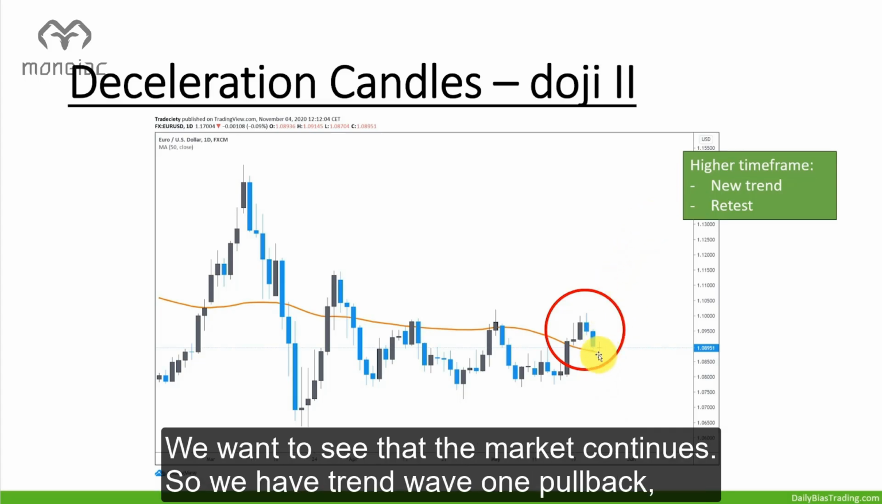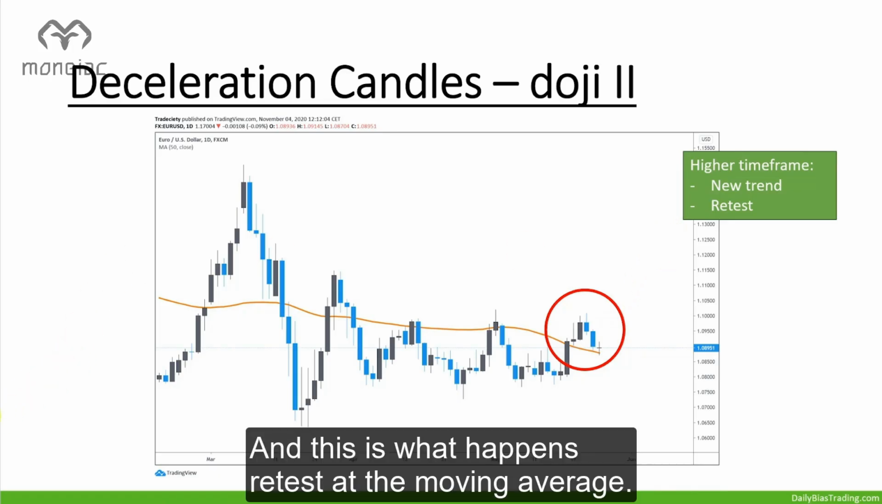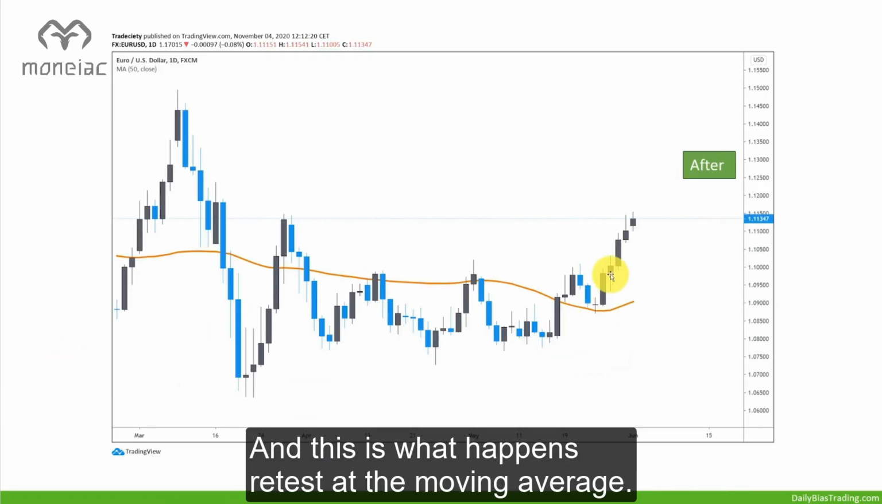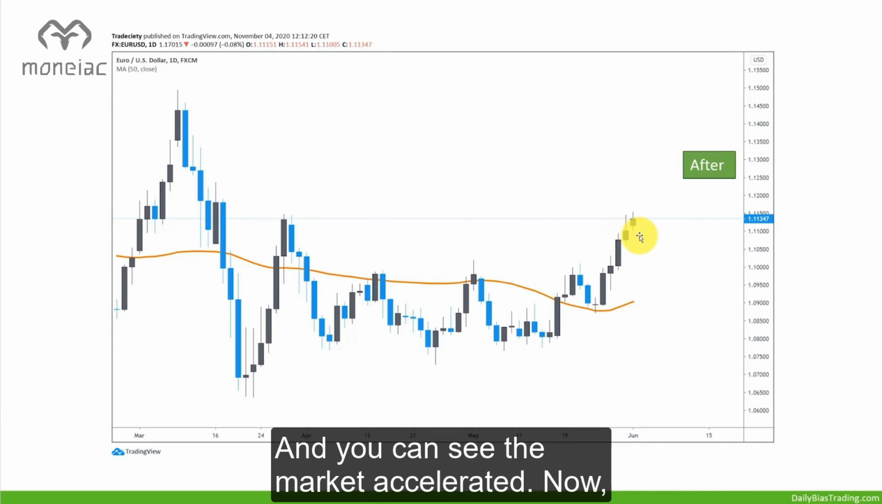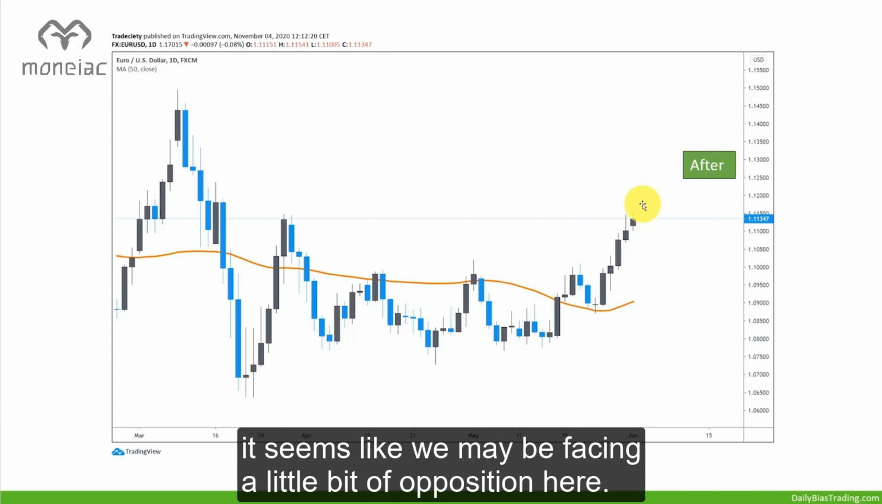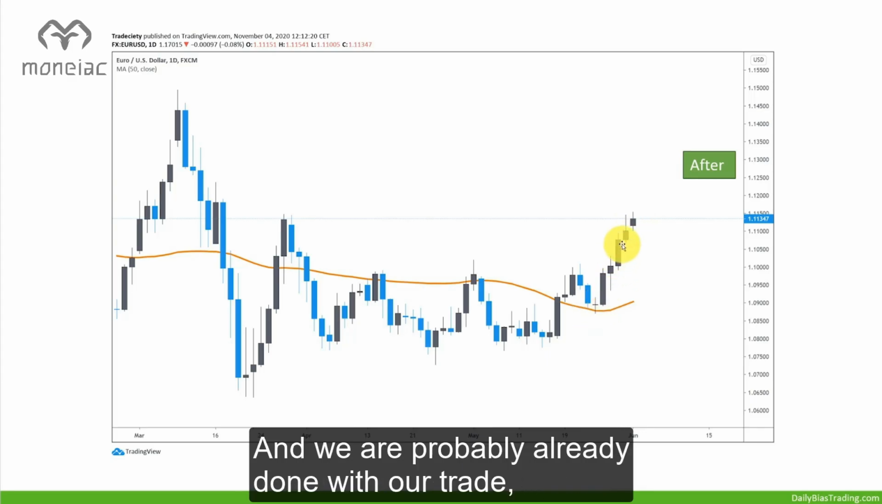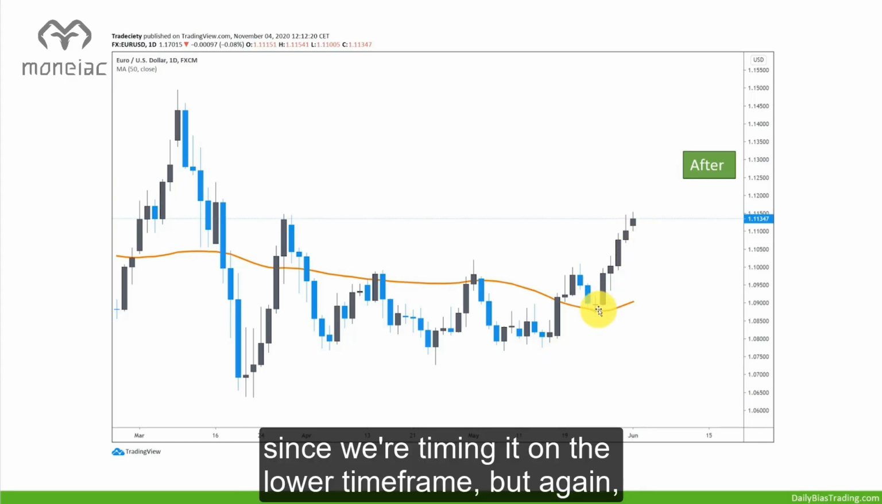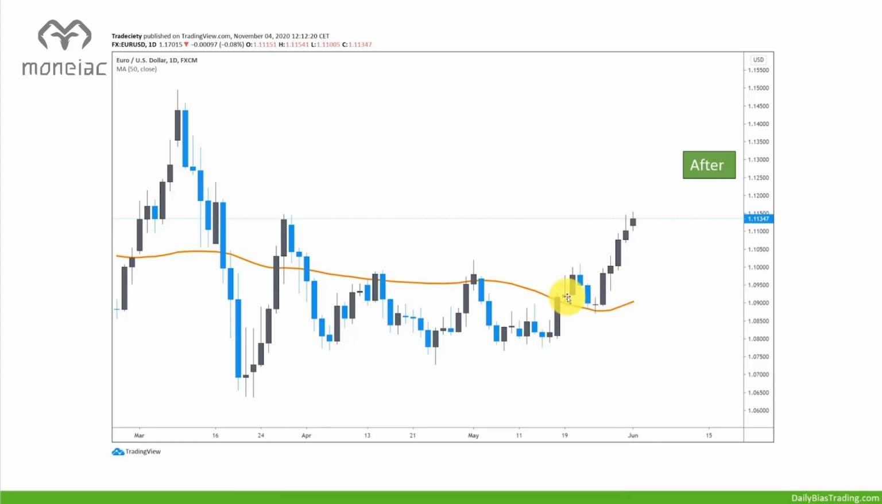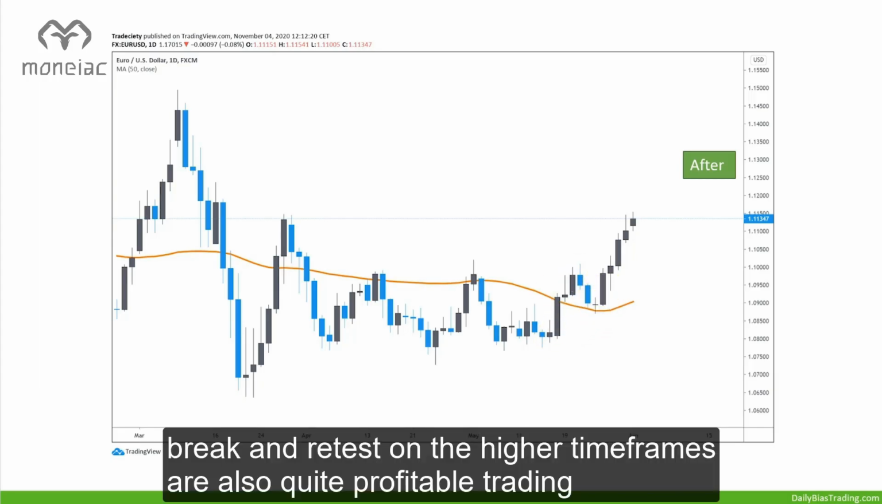We want to see that the market continues. So we have trend wave 1, pullback, and then the next trend wave. And this is what happens: retest at the moving average, and you can see the market accelerated. Now it seems like we may be facing a little bit of opposition here. You can see deceleration is happening, but that's okay. We are probably already done with our trade since we're timing it on the lower time frame. But again, break and retest on the higher time frames are also quite profitable trading scenarios.